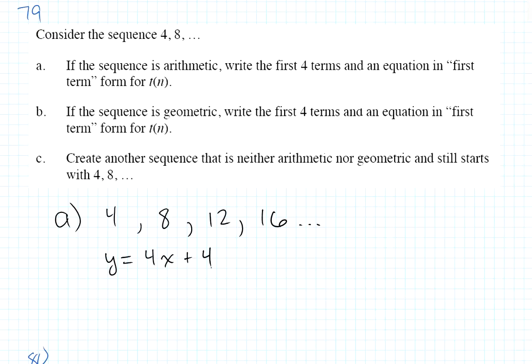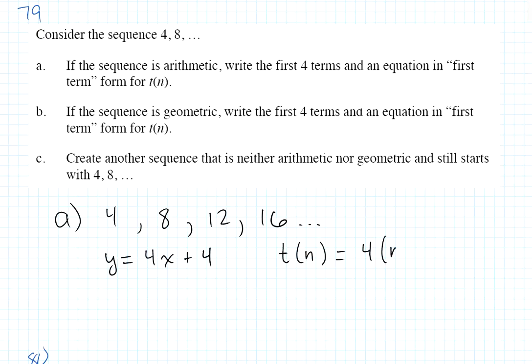That's not first term form. If I put in x is 0, that generates 4. If I put in x is 1, it generates the 8. So this is an equation. In first term form, there's just one modification we make, right? First of all, we're going to use function notation. So we say the value of the nth term is equal to, and we're going to write 4 times the quantity of n minus 1.